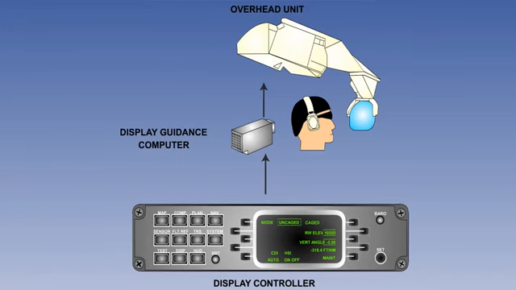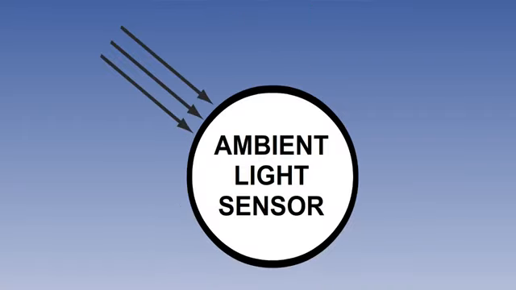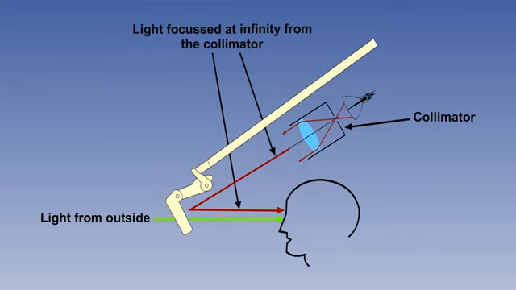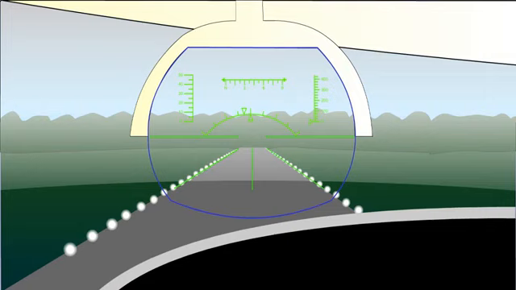First-generation systems have four basic components. These are a display controller, a display guidance computer, an overhead unit, and a combiner. There is also an ambient light sensor. The light from the overhead unit is focused at infinity. This is achieved by designing the projector as a collimator. Conformity means that when a symbolic object is projected onto the combiner and the actual object that it represents is visible through the windscreen, they'll be aligned.